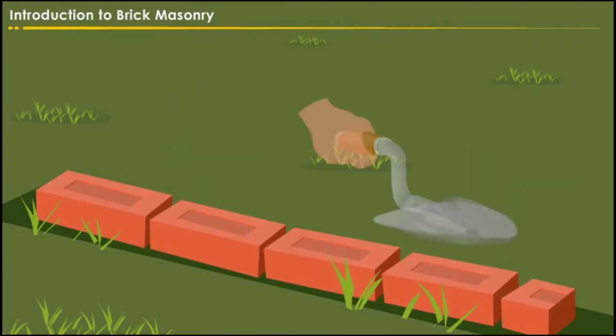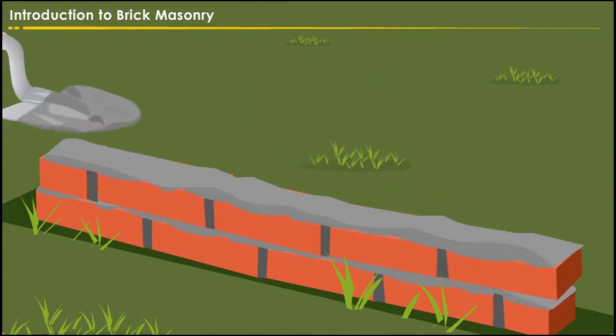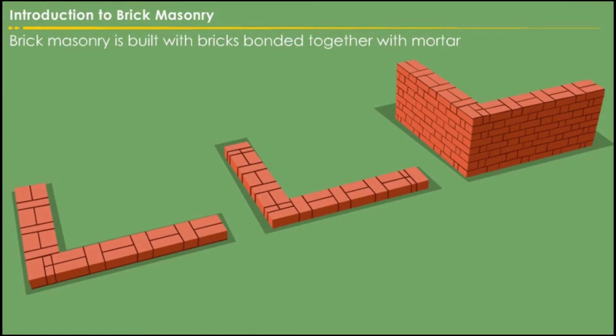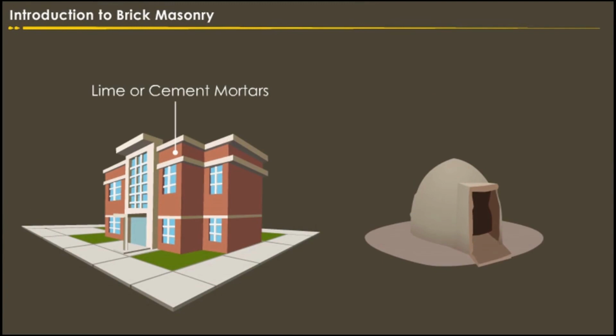For the purpose of constructing, different types of bonds are followed. Brick masonry is built with bricks bonded together with mortar. For permanent buildings, lime or cement mortars are used, but for temporary sheds mud mortar may be used. Now let us discuss the bricks and different types of bonds in brick masonry in detail.